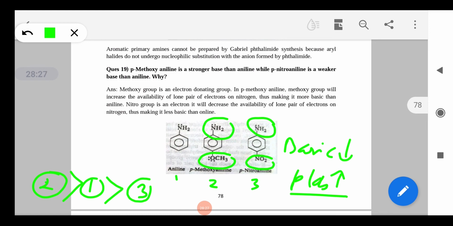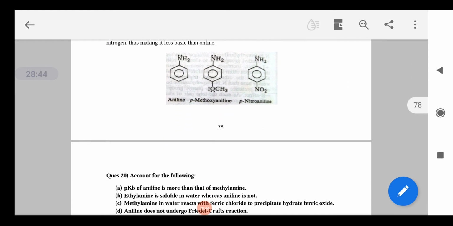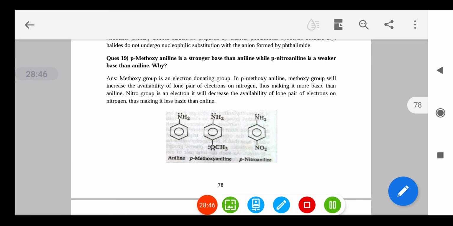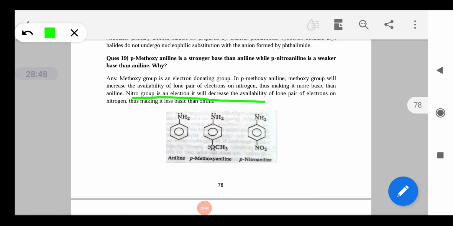So it is written that the methoxy group is an electron donating group, and in para-methoxyaniline the methoxy group will increase the availability of the lone pair of electrons on the nitrogen atom, thus making it more basic. And in case of the nitro group, it is an electron withdrawing group, so it decreases the availability of the lone pair of electrons on the nitrogen, so it becomes less basic.